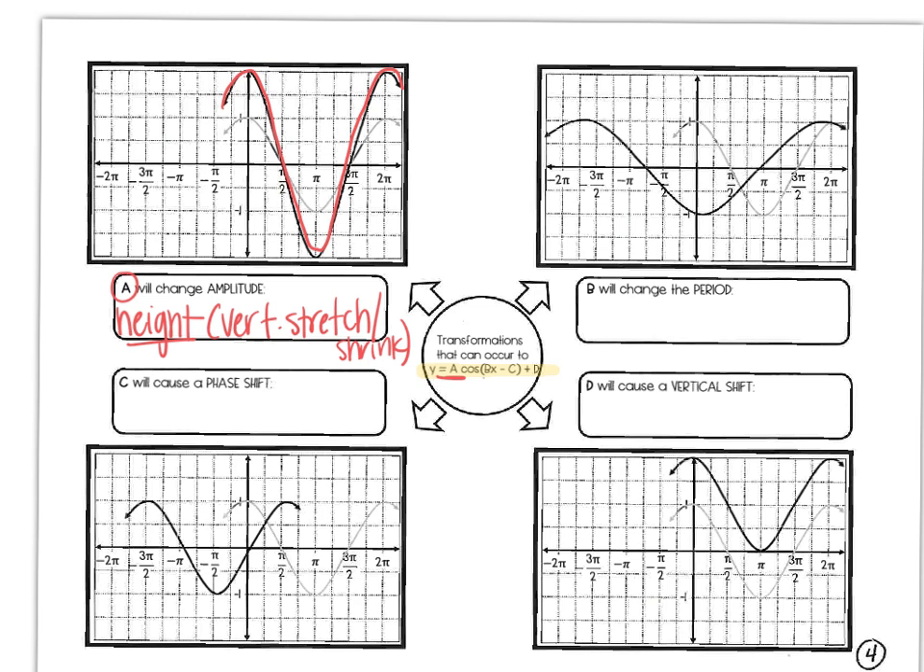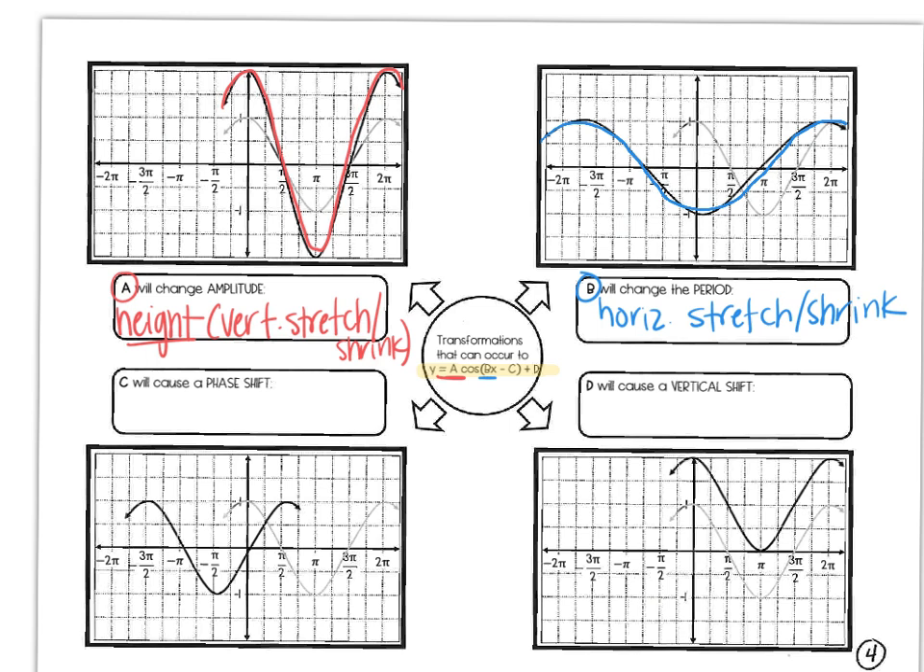Okay, B will change the period, so how quickly it repeats. So in this case, if our gray function was our initial, and then this is our changed B, notice that it's horizontally stretched. Our period has gotten a lot longer. It's taking this function longer to repeat. So it is a horizontal stretch or shrink. And it's how long it takes the function to repeat.